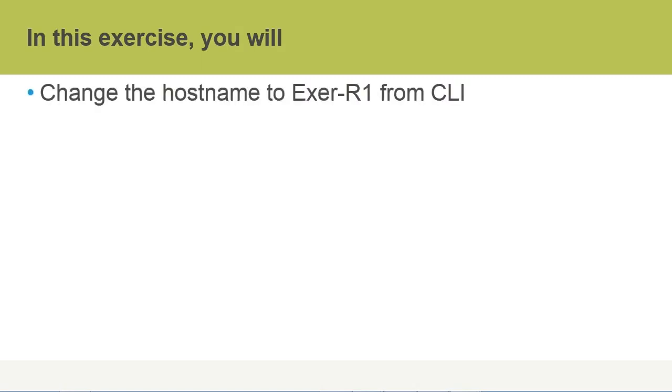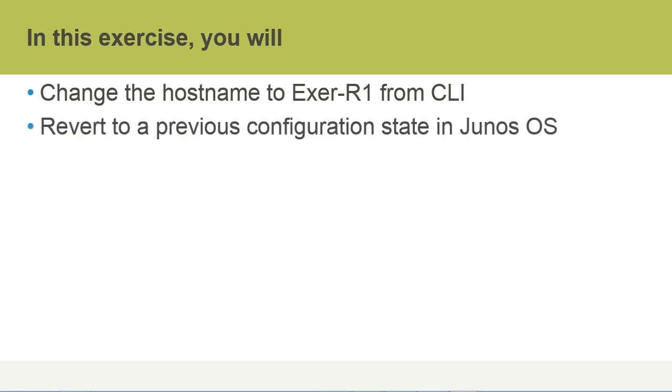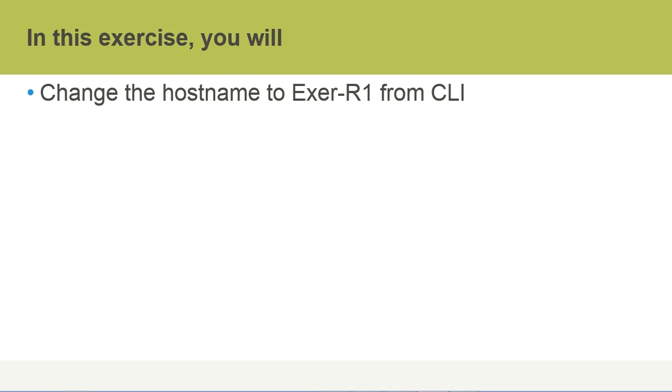Now let's take a look at putting some of these concepts into practice. In this exercise, you will change the host name of the device to XRR1 from the CLI. You'll then revert to a previous configuration state within the Junos OS, and then finally you'll use the JWeb to configure the Junos OS. Let's get started.